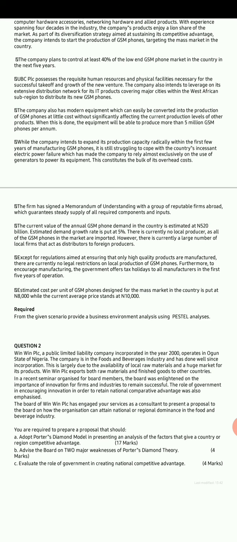Now, except for regulations aimed at ensuring that only high quality products are manufactured, there are currently no legal restrictions on local productions of GSM phone.